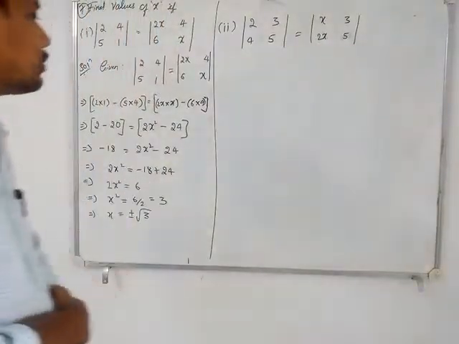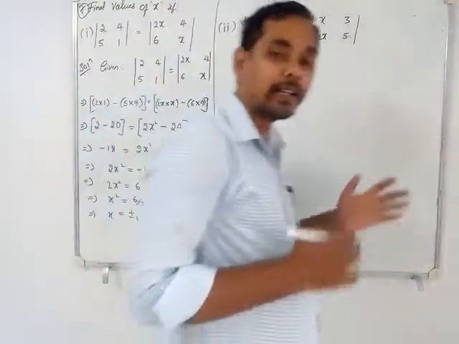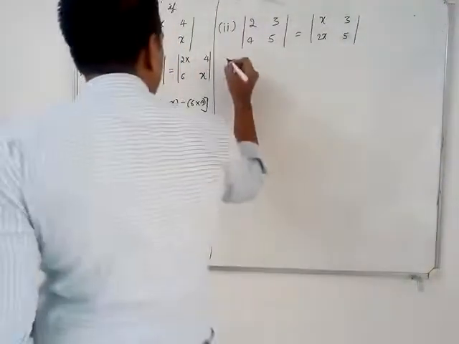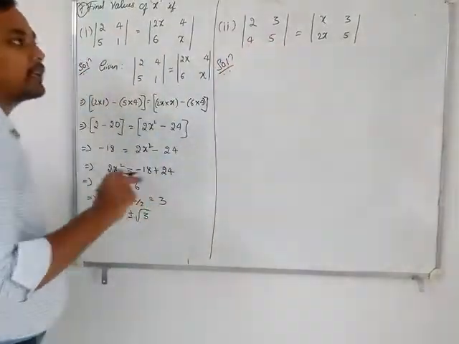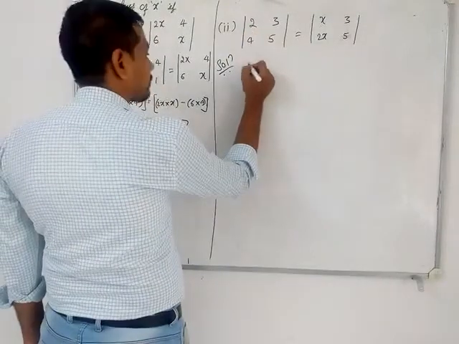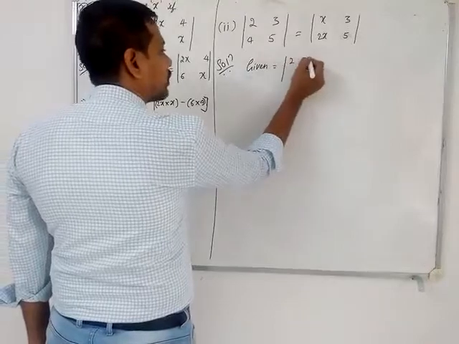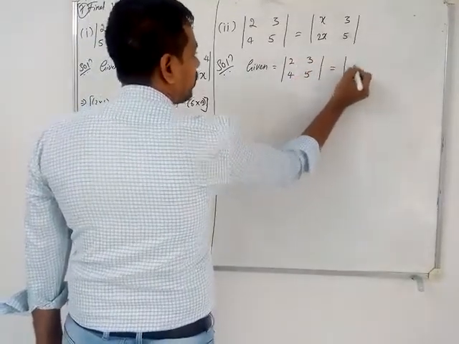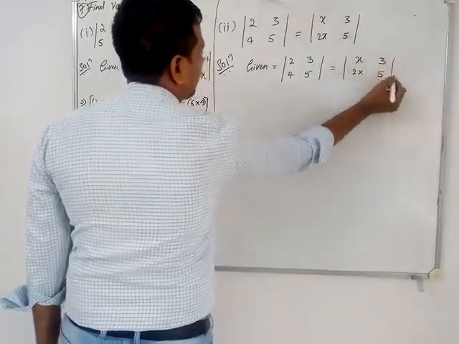This is how you need to solve it. I hope you have understood that one. So it will be more clear by solving this problem. Okay, so let us start with this. Same procedure: solve determinant LHS, RHS separately. Given is 2, 3, 4, 5 is equal to x, 3, 2x, 5.